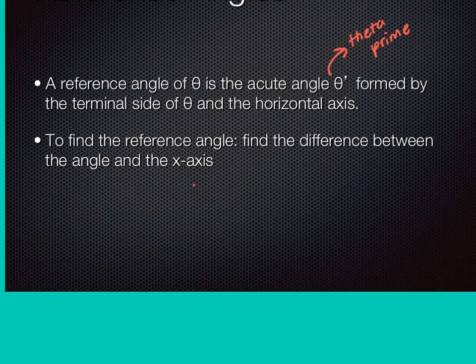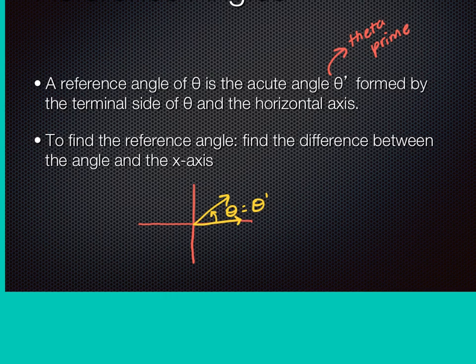So if you could picture your coordinate plane, if my angle is in the first quadrant, I want the distance from the x-axis to the terminal side, and theta is going to be the same as the reference angle. So first quadrant, you don't have to do anything. The answer is what it is. If it's 30 degrees, the reference angle is 30. If it's 42 degrees, the reference angle is 42 degrees. 89.9 degrees, it's still 89.9 degrees.